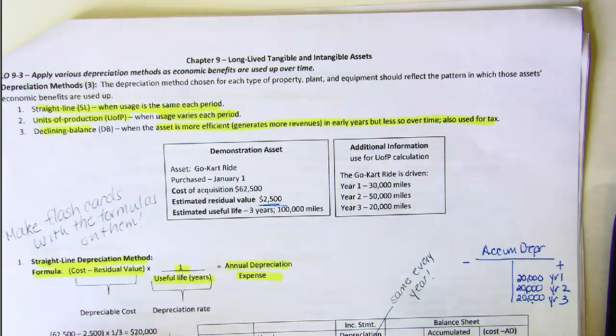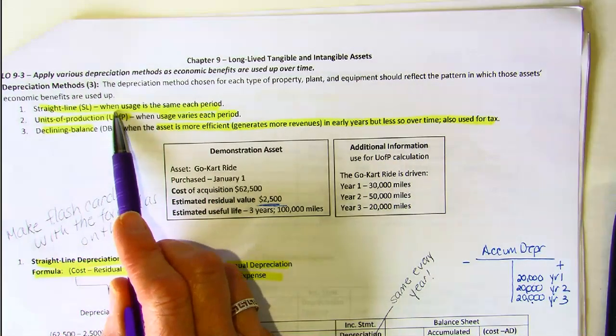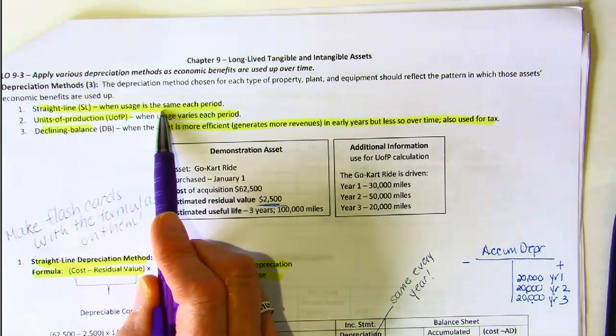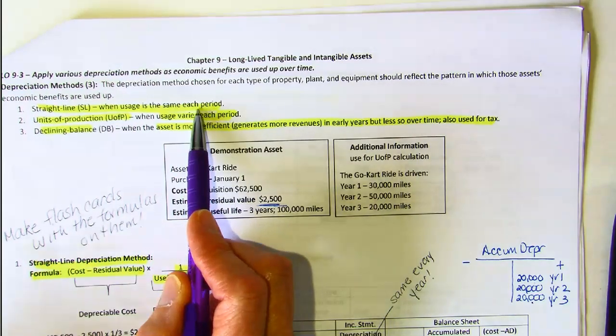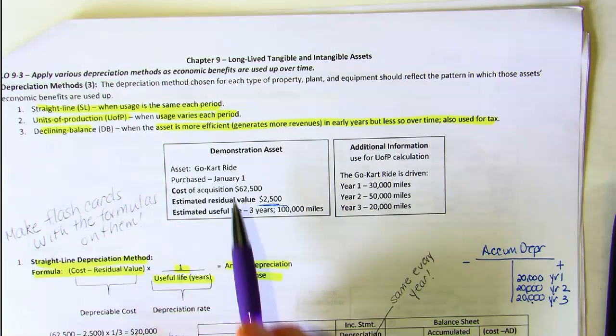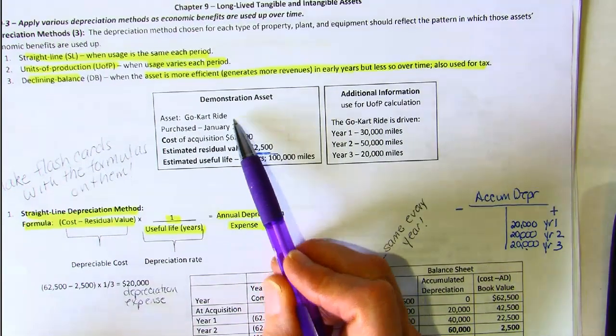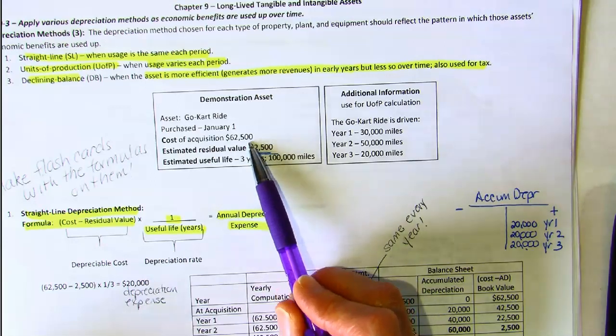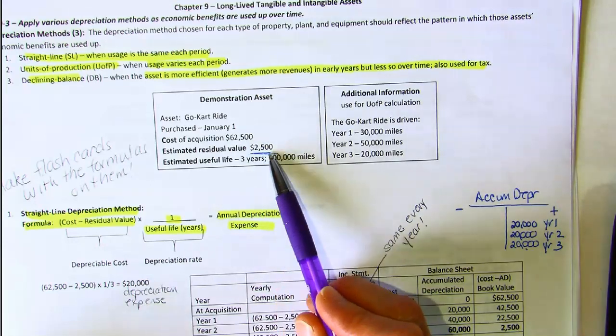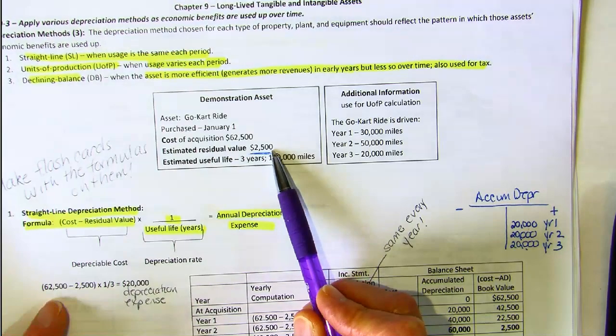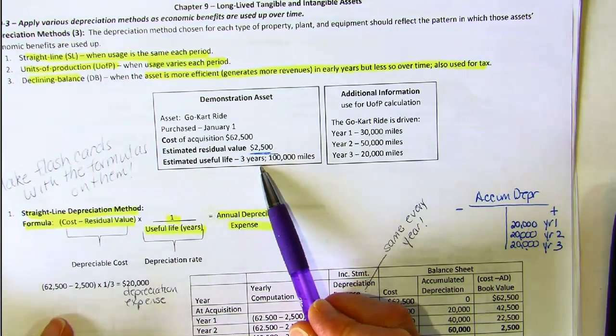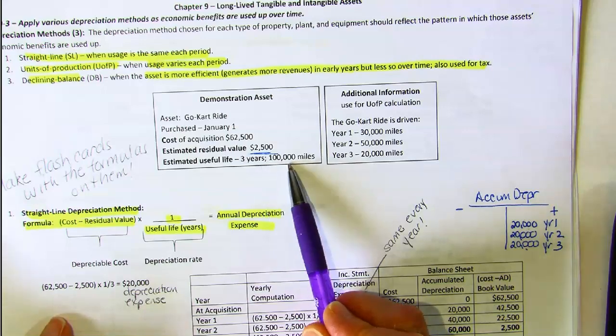With this method, you get the same amount of depreciation each and every year. So if we're trying to match the usage of the asset with the method, then straight line is good when assets are used evenly because it gives you the same amount of wearing out or depreciation each period. Here's our problem facts. We have a go-kart ride bought January 1st. There's the cost, $62,500. The estimated residual value is $2,500, and the estimated useful life is 3 years or 100,000 miles.